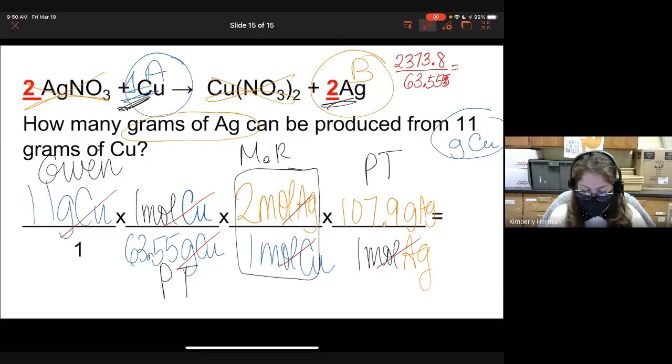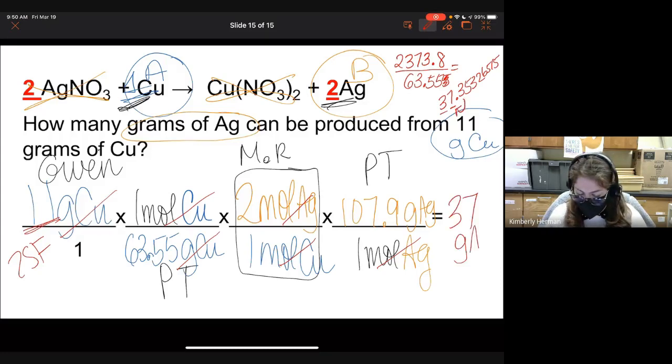And then we're going to divide. So 63.55. And we'll see our answer is 37.3532. How many sig figs are in 11? That's 2. So we're going to count over 1, 2. Will 3 round 7 up? Nope. So we're going to have 37 grams of Ag for our final problem going from grams to grams.